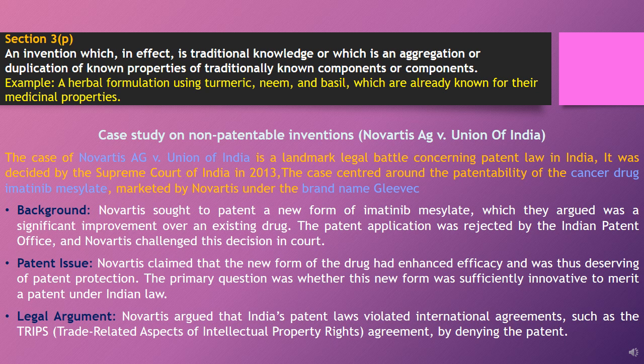Next is the last one, section number 3, subsection P. Inventions that are based on traditional knowledge or just repeat what's already known. For example, a herbal remedy using ingredients like turmeric, neem and basil, which are already known for their medicinal properties, cannot be patented.